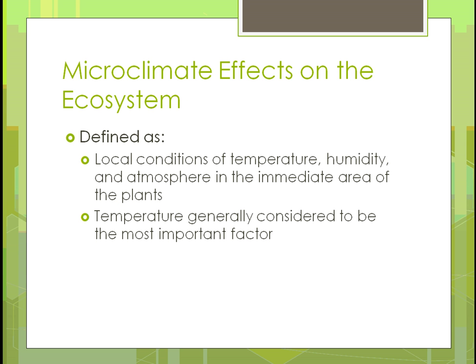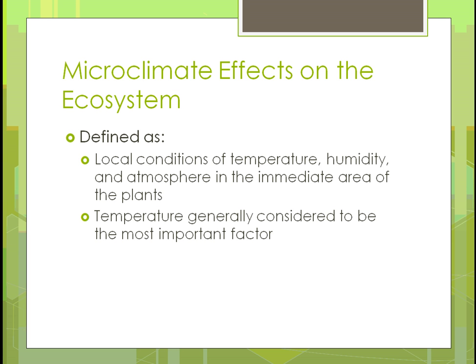Local conditions on temperature, humidity, and the atmosphere in the immediate area of the plants is called a microclimate. In other words, micro is smaller, so it's not the climate of a whole huge area, but it's just one little ecosystem, the area that you're in. So those are the conditions that they're talking about.